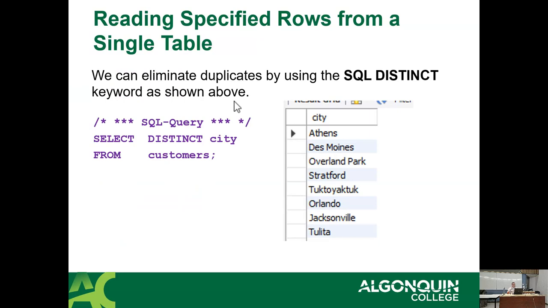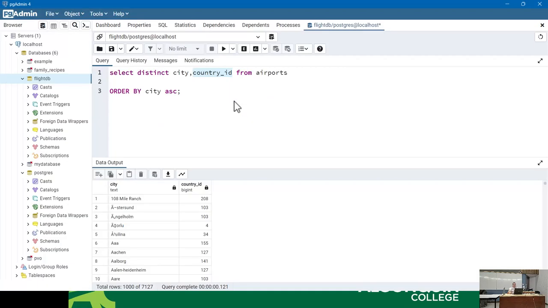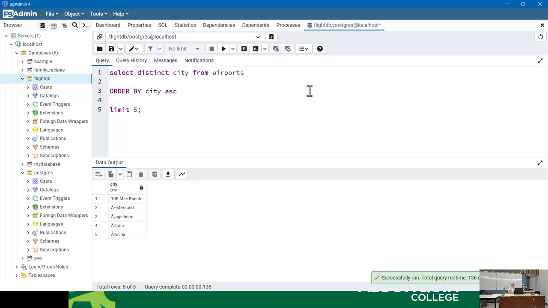All right, back to the slide deck. So that took care of distinct. Oh, limit. That was the next one. Limit's a handy one. Let's just say I only want the first 5 cities alphabetic. If I go limit 5, and limit is the very last keyword you'd ever use. No matter how big your query is, limit's always at the end. Limits it to 5.